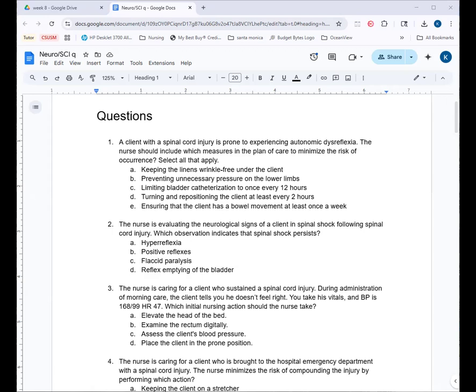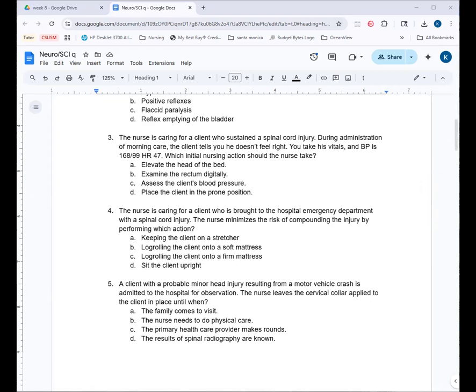So yeah, flaccid paralysis will indicate to you that your spinal shock is persisting because everything else is some kind of reflex, hyperreflexia, super reflex, positive reflexes. Reflex emptying of the bladder. So all of these are suggesting that there's some kind of reflexes that are returning. That would indicate to me that the spinal shock is ending, but flaccid paralysis indicates to me that they're still in spinal shock. So C is the answer for that one, guys.